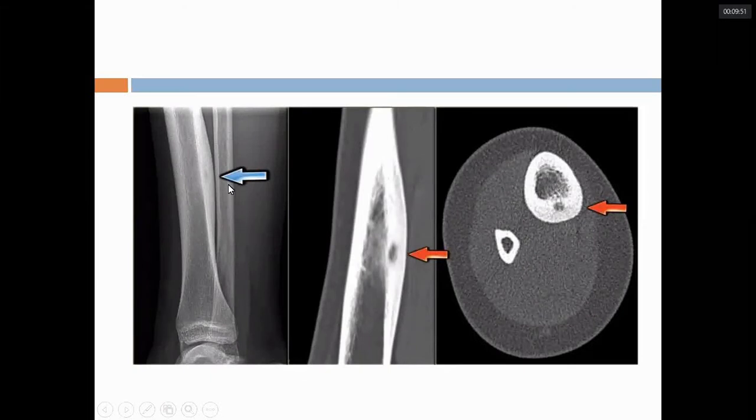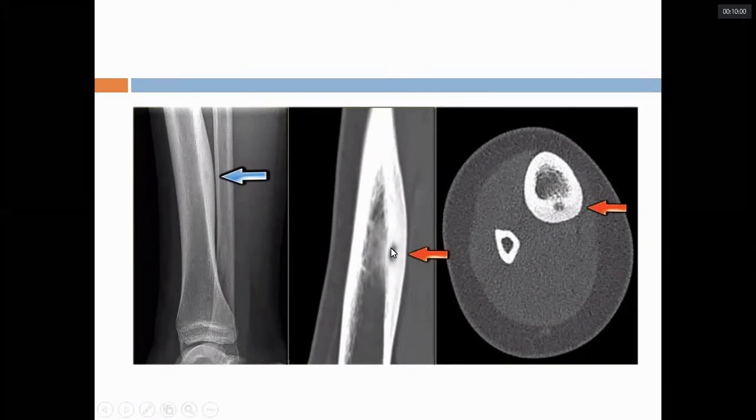So this is in the diaphysis, in the distal third of the tibia. In the diaphysis, there is a radiolucent nidus, and it's surrounded by sclerotic bone.